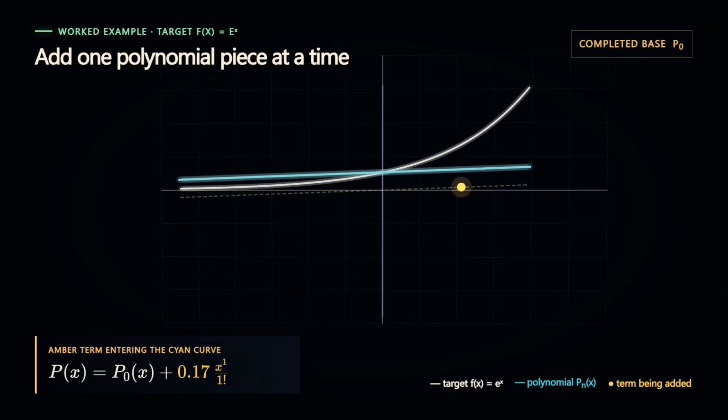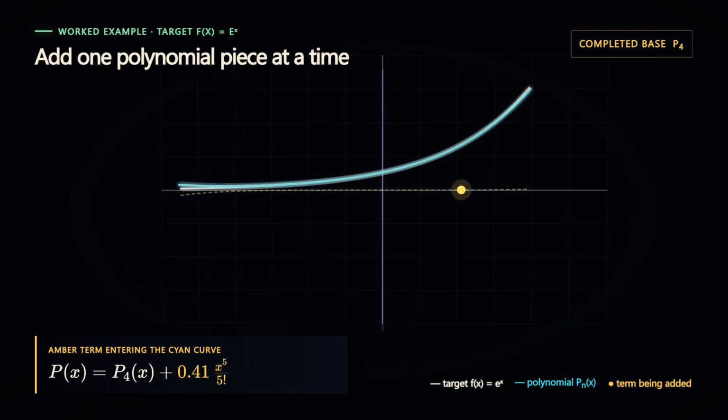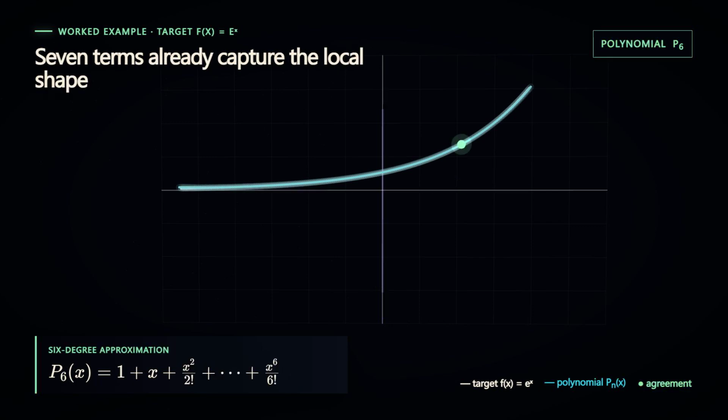Watch the finite approximations work. P sub 0 is a line at 1. P sub 1 adds the tangent. P sub 2 bends, then the cubic through 6 terms join. Each amber term changes the cyan approximation, which hugs the cream exponential across a wider interval. Higher terms widen the useful interval by correcting differences there. We never calculate infinity at once. We calculate useful polynomials and watch their agreement grow.